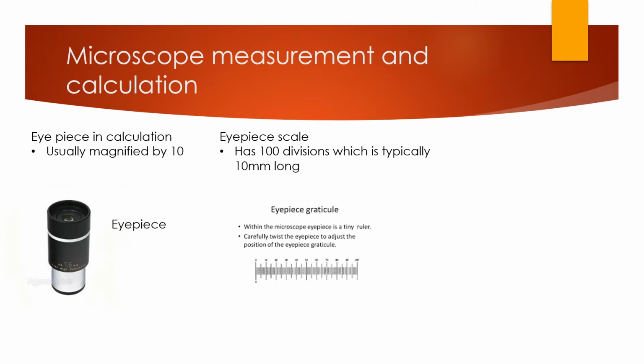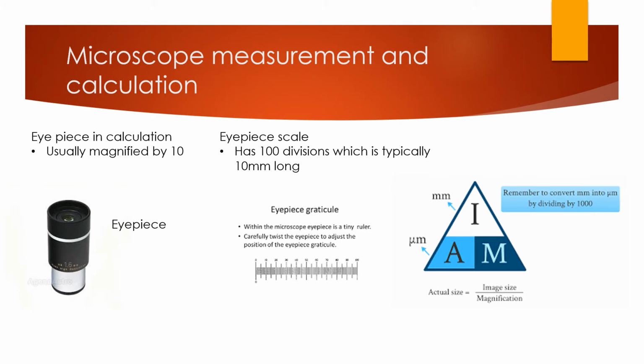Now, the eyepiece usually has a scale, an eyepiece graticule, and this has 100 divisions, which is typically about 10 millimeters long. You can use this to measure internal organelles, because you're not going to be able to take a ruler to that and measure it.